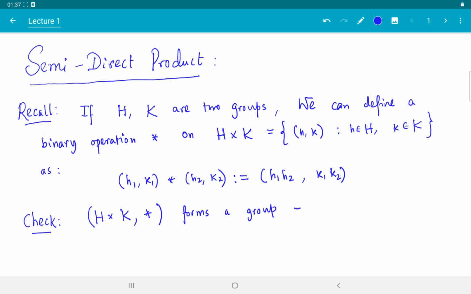which we call the direct product of H and K, right? So now we make this formulation a much more general way. So how to do this?